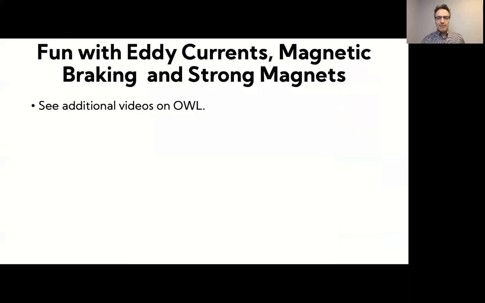And so finally, I'll post a few more videos on OWL, where you can see what happens if you're near strong magnets. What happens if you can generate eddy currents? There's all sorts of weird things that happen. Things fall extremely slowly, or they don't seem to fall at all. They can levitate, they can float. But also the magnetic forces on some of these metals can be quite strong. So I leave that in a separate set of videos, just for your enjoyment.